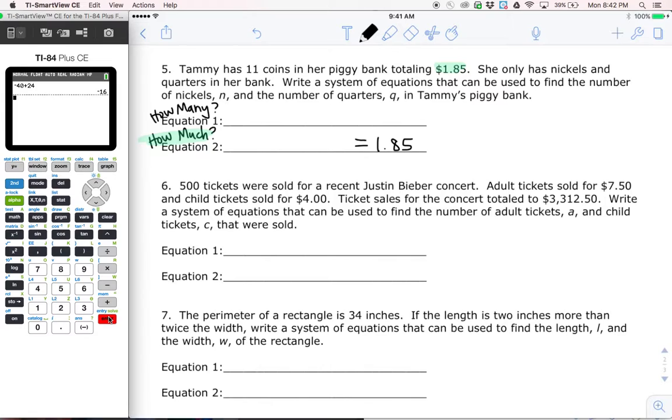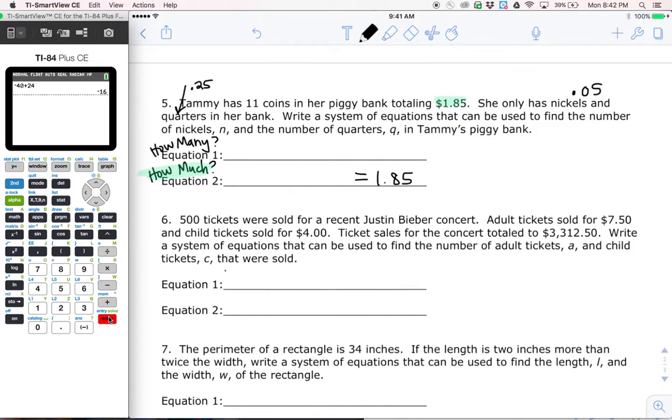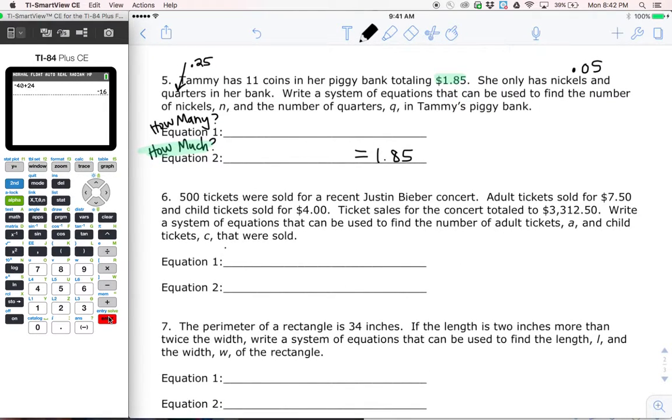She only has nickels and quarters in her bank. You definitely have to remember that nickels is 0.05 and quarters is 0.25. All right. Write a system of equations that can be used to find the number of nickels n and the number of quarters q. Well, you guys, you have to remember the coin amounts because they go in my how much equation, right? They're my money amounts. $1.85 is money, 5 cents is money, 25 cents is money.